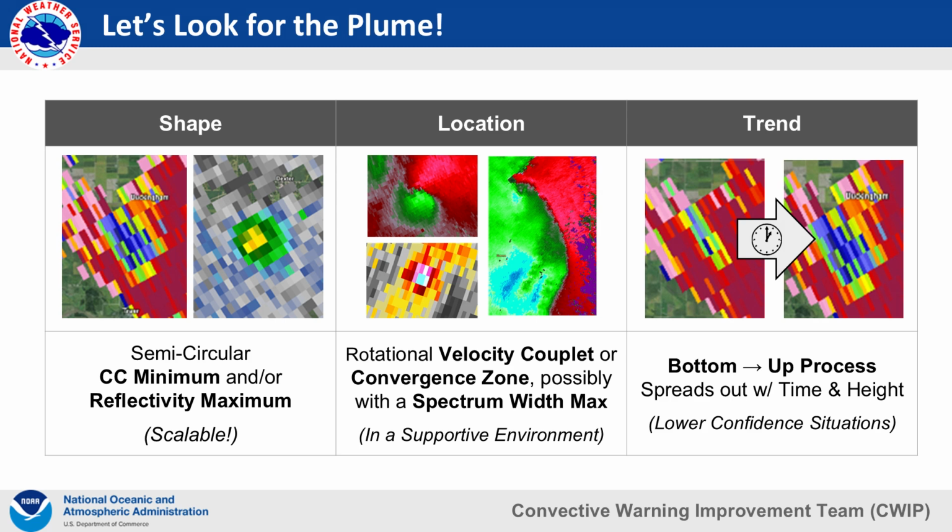zones. And for added confidence, maybe look for spectrum width maxima in the location of this plume to denote a potential circulation when velocity doesn't show anything. So really emphasizing that knowing your storm structure, knowing your environment to hone in on where those tornadoes may develop.